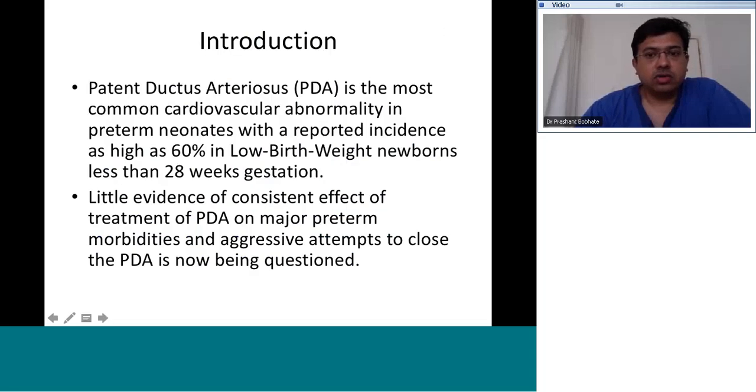So patent ductus arteriosus is a common cardiovascular abnormality in preterm neonates, with a reported incidence of as high as 60% in low birth weight newborns less than 28 weeks gestation. There is little evidence of a consistent effect of the treatment of PDA on major preterm morbidities, and aggressive attempts to close the PDA are now being questioned.